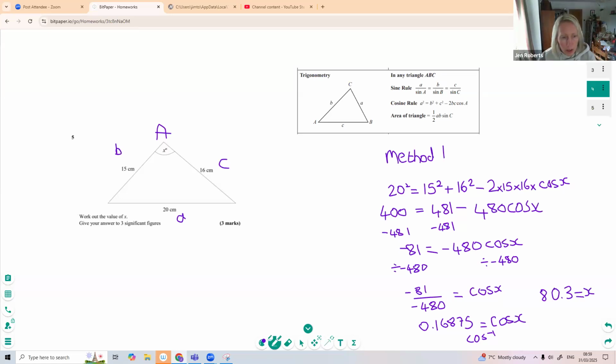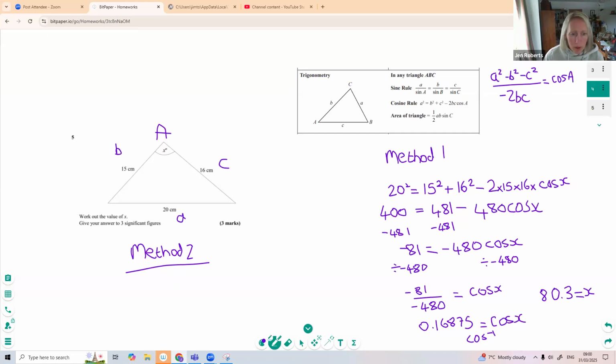Method 2 is memorizing a formula. In your exam, you will be given all of these formulas here. I'm going to rearrange it. If you prefer to remember this method, you can remember this formula: a squared minus b squared minus c squared over minus 2bc equals cos A. If you memorize that, you can just pop all the information straight into your calculator.